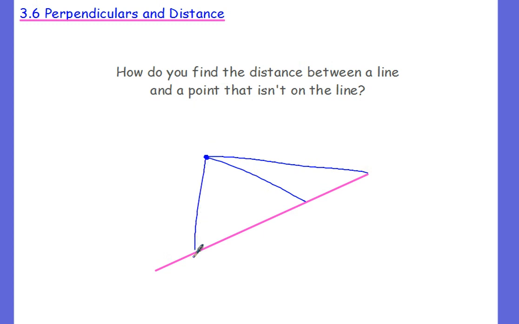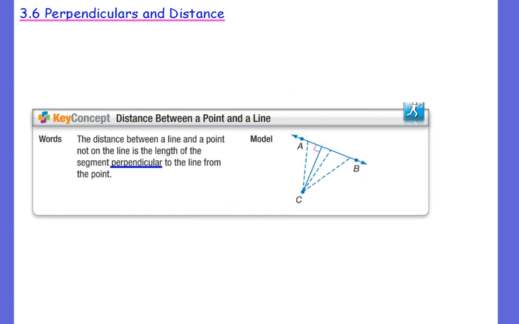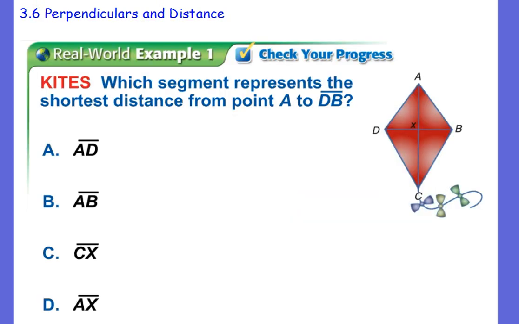So you can see there's lots of line segments you can draw. When we talk about the distance between two things, like between this line and this point, we are interested in finding the shortest distance, which would actually be the perpendicular line that exists between the two of them. So we've got this little key concept here. It says the distance between a line and a point not on the line is the length of the segment perpendicular to the line from the point. So that's what we're going to be looking at here.